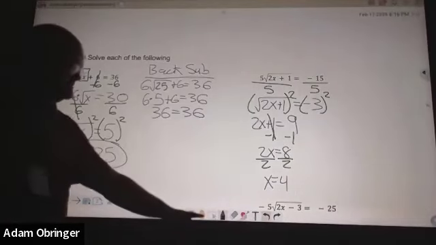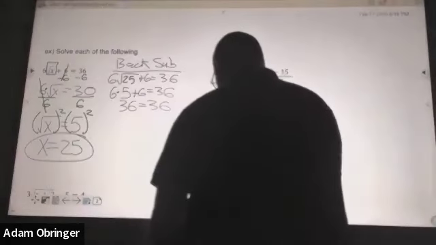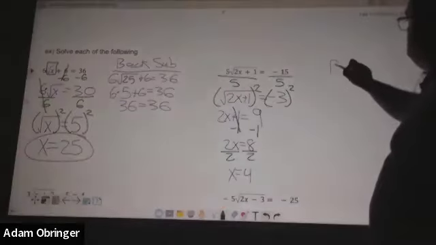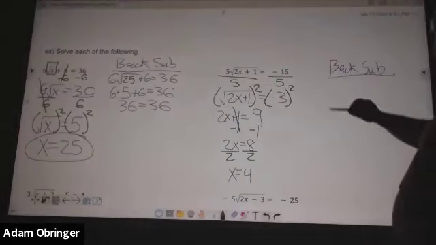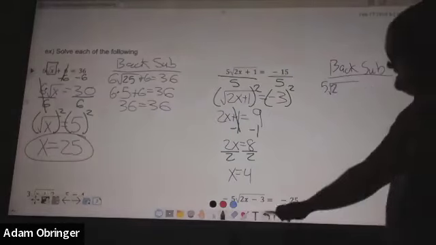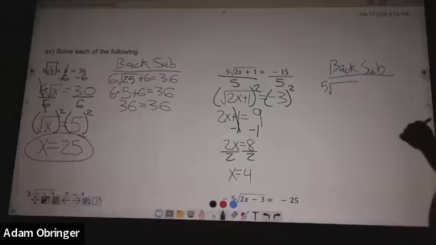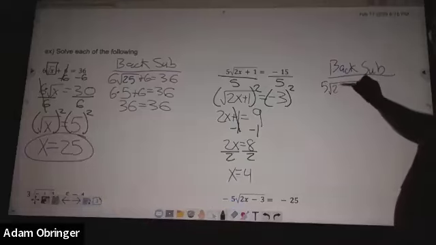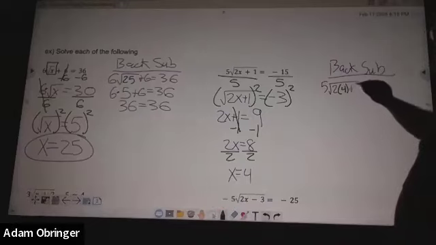Our last step is going to be to back sub. So on the side, we are going to rewrite this equation. And instead of the x, we are now going to write a 4. So 5 square root 2, and then 4 plus 1 equals -15.